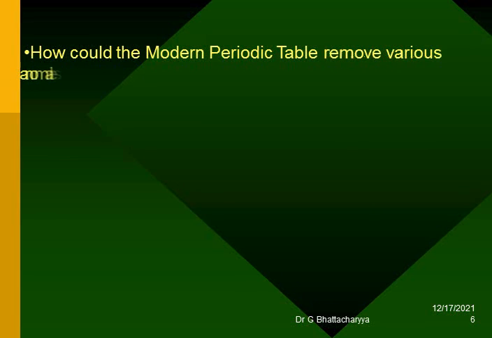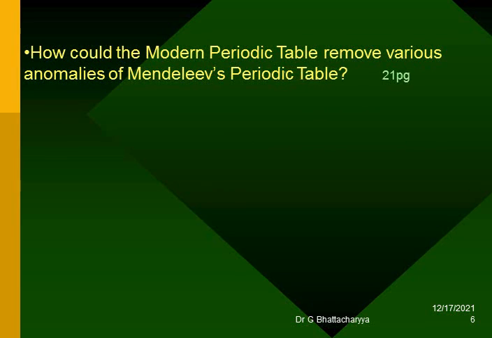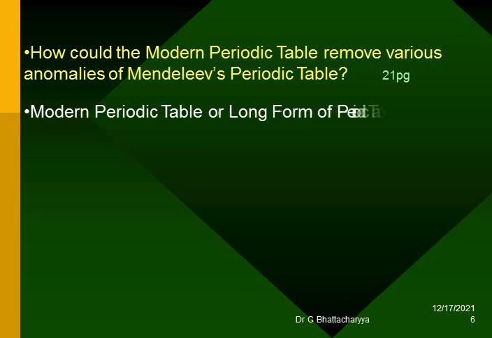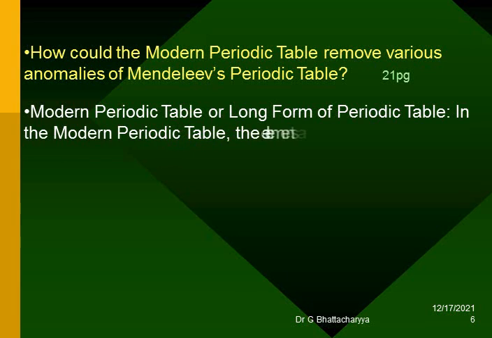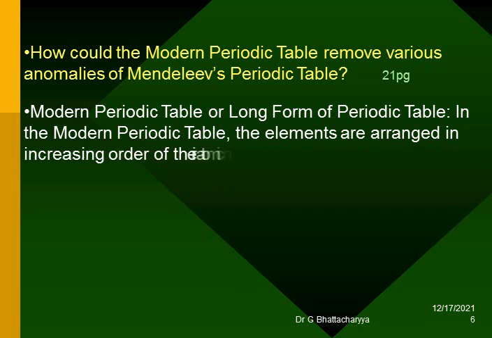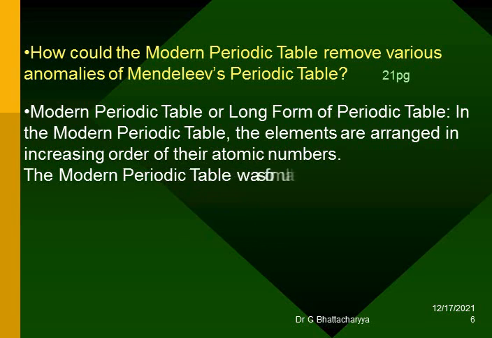How could the modern periodic table remove various anomalies of Mendeleev's periodic table? In the modern periodic table, the elements are arranged in increasing order of their atomic numbers. The modern periodic table was formulated by Henry Moseley in 1913. The properties of elements are a periodic function of their atomic numbers.